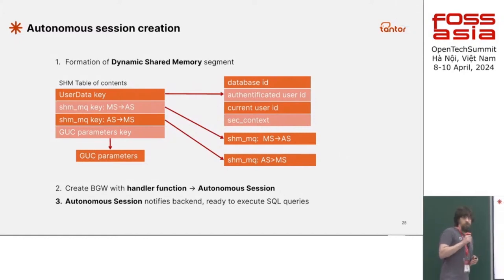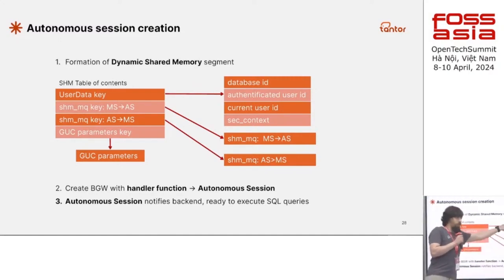A dynamic shared memory segment is allocated at first. Then a shared memory table of contents is created. The table of contents is a dictionary whose values are links to addresses of other entities in the rest of the DSM. And then the entities themselves are allocated. We have 4 entities: user data, which contain some authentication information.